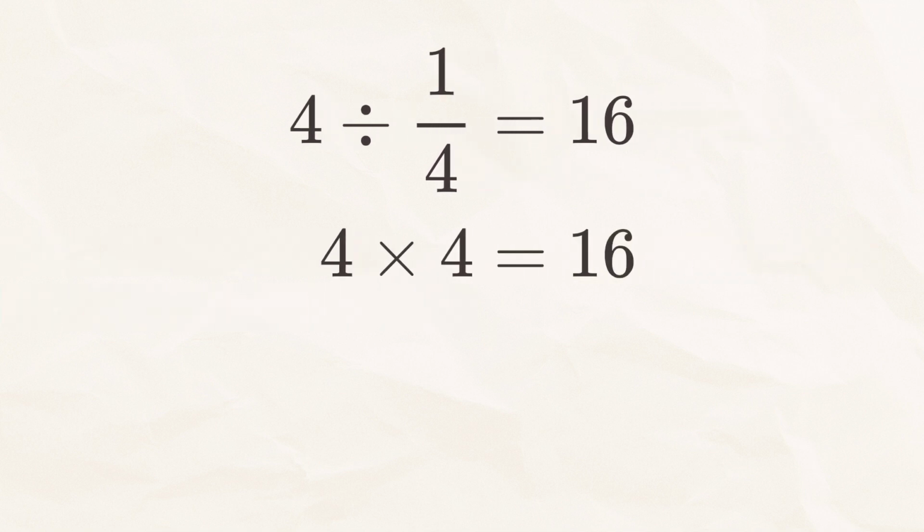Hey, would you look at that? 4 divided by 1/4 equals 16. And 4 times 4 also equals 16. There's something going on here. Let's take a look. 1/4 and 4 are what we call reciprocals. 1/4 is the reciprocal of 4, and 4 is the reciprocal of 1/4.